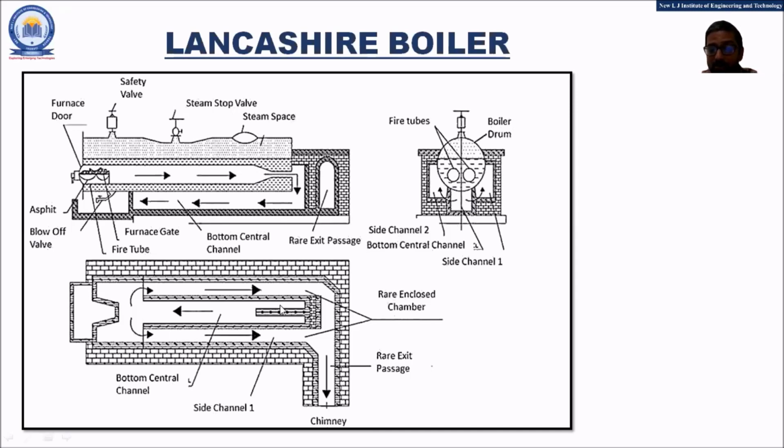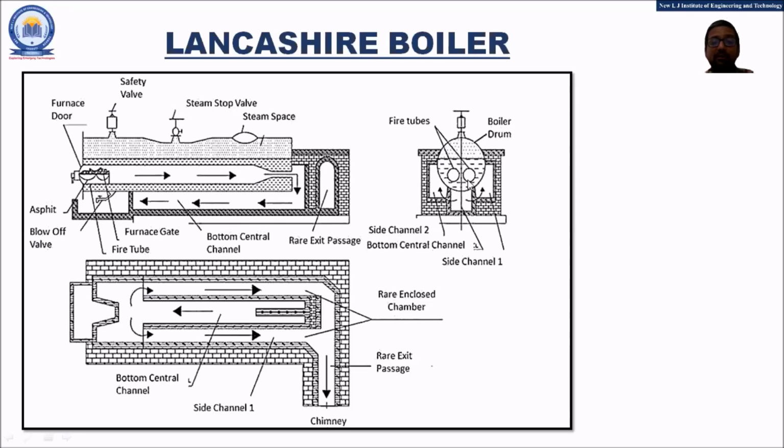And finally, you can see from the top view, this is the middlemost part, that is the bottom flue path. Then it is transferred to the side. So this is the first side, this is the second side. You can see in the side view as well. And through these three different passes of the hot gases, we are able to transfer more heat to the water which is collected in the drum.